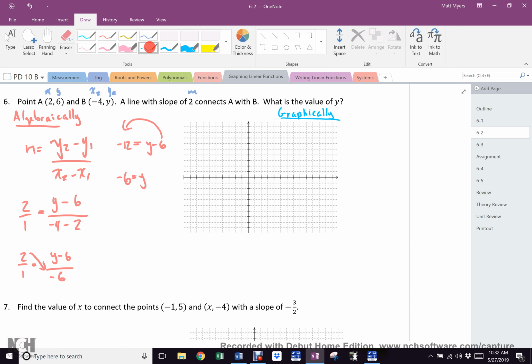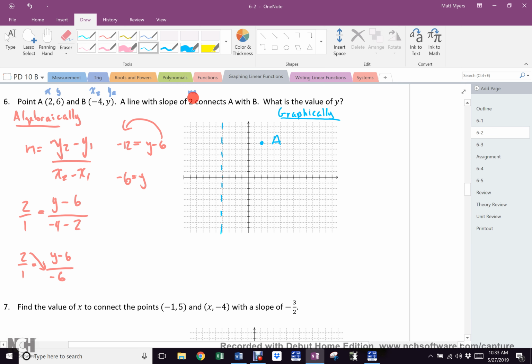Okay, let's do it graphically. What point do I know? A or B? I know A is 2, 6, right? 1, 2, up, 1, 2, 3, 4, 5, 6. Agreed? There is A. Everyone cool? Do I know anything about B? Its x is negative 4, yes? 1, 2, 3, 4. Somewhere on this line, I will find the correct y value, won't I? Right?